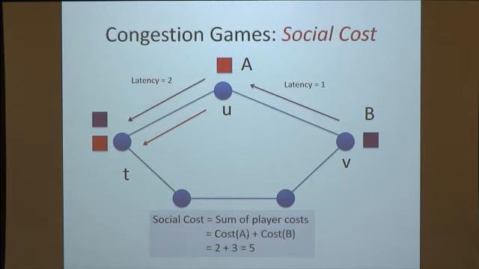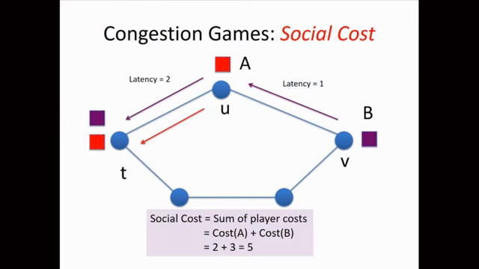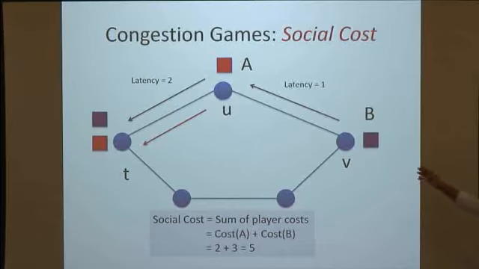Okay, and what is the system designer's objective? The system designer's objective is to minimize the social cost, which is the sum of the player costs. He wants to design systems where every user sees very little latency, right? So in this example, the social cost is 5, because user B sees a latency of 3 and user A sees a latency of 2.